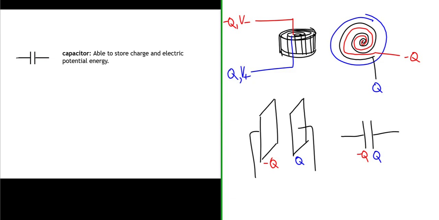One of the parallel plates stores the negative charge. The opposite parallel plate stores the positive charge. And we indicate the capacitor as a component in a circuit, typically with two parallel lines.